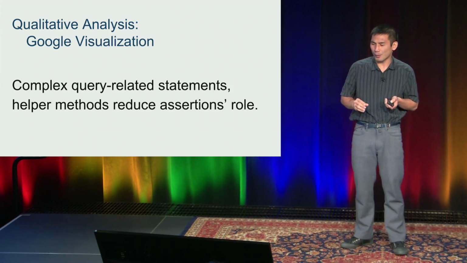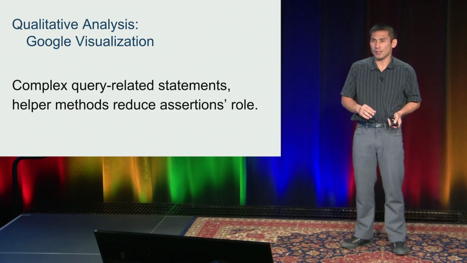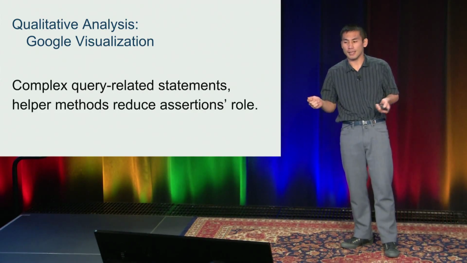This one didn't work so well. Google Visualization is an old visualization library. What it had here was it built up a query, and then it said, go ahead and execute that query. And that was pretty hard to refactor. It also had helper methods, which reduced the role of assertions in these methods.